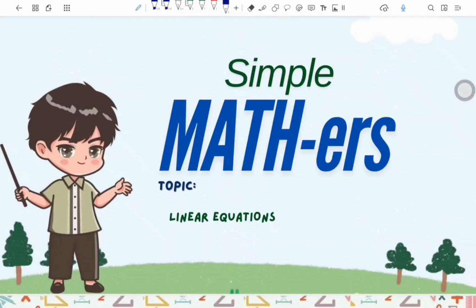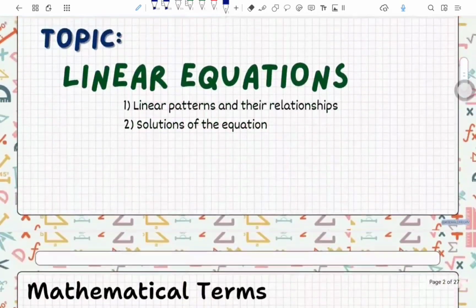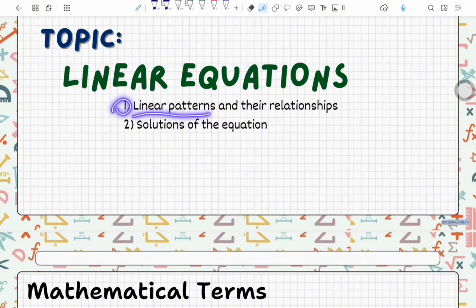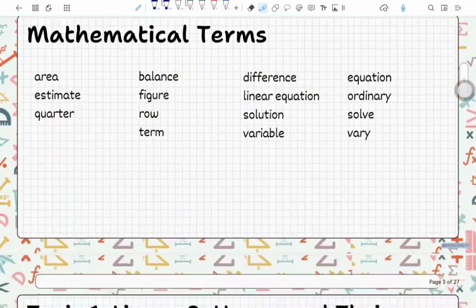Our topic for this video, this lesson, is linear equations. In this topic, we will learn, number one, linear patterns and their relationships. Number two, we are also going to study solutions of the equation.